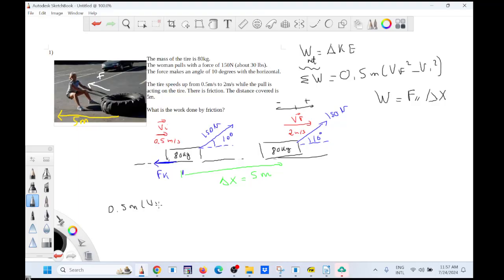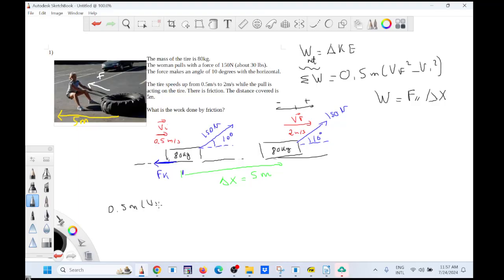Okay, so the change in kinetic energy will be 0.5 times the mass times the final speed 2 squared minus 0.5 squared, equals the work done by friction plus all this here. So we have 150, the force, times cosine 10, so a little bit less than 150, times the displacement 5. Okay, so we can have 738 point, I don't know what, 61. So that will be in joules.